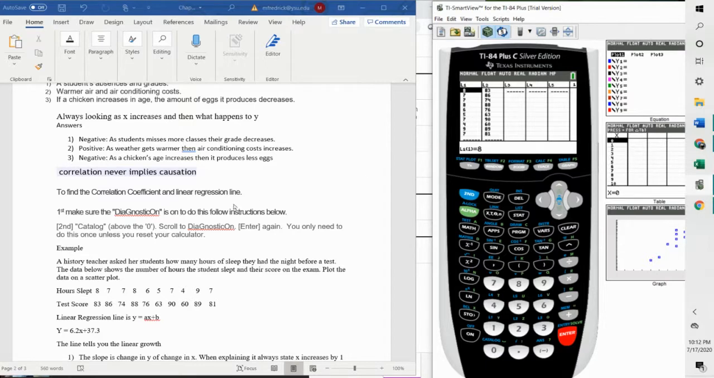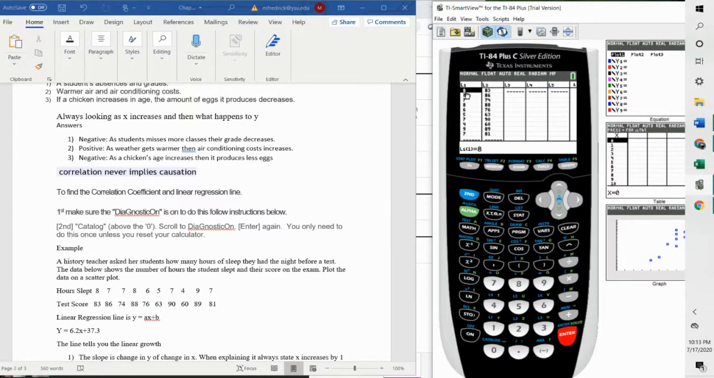And I already typed in, for this problem, a history teacher asked her students how many hours of sleep they had the night before a test. And then she kept track of the test grades. And here's the data. So one person slept 8 hours and got an 83. Another slept 7 hours and got an 86. Another slept 7 hours and got a 74. And so these are all the data. The top is the X because we want to see if sleep causes a test grade.